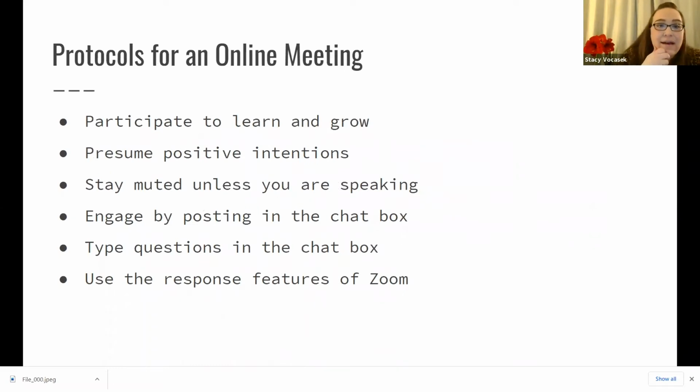Protocols. We're participating to learn and grow. We're presuming positive intentions. We're going to stay muted unless we're speaking. Post in the chat box. I know how to check it from up top there, and Jen is going to monitor that as well. I know somebody had raised their hand before, so use those features. And if I ignore you, please don't think that I'm ignoring you. I can see four of you right now.